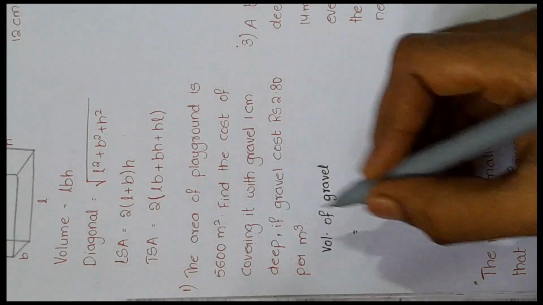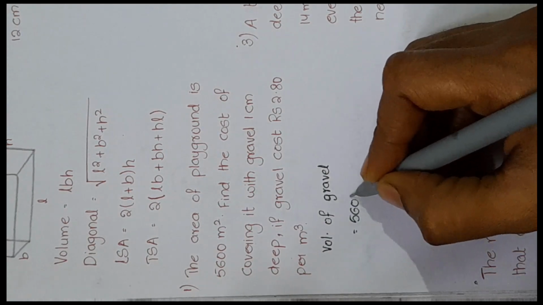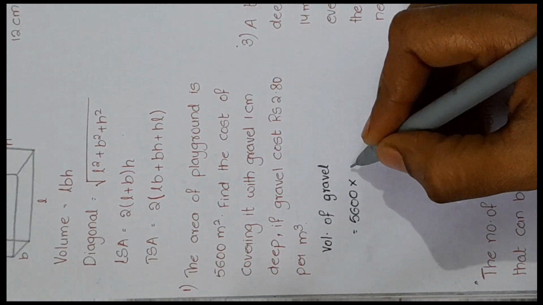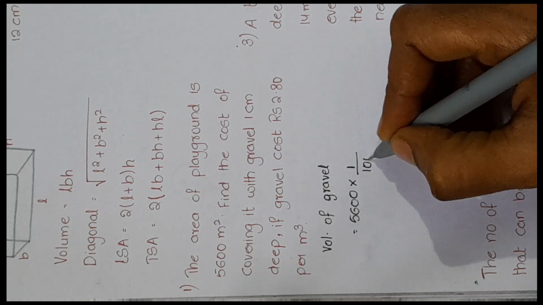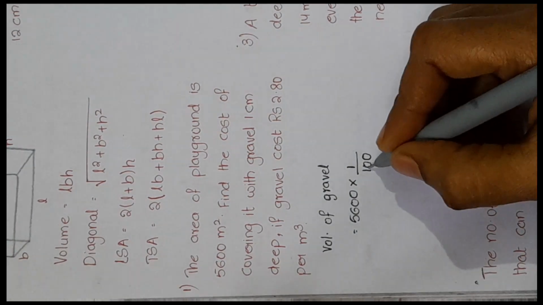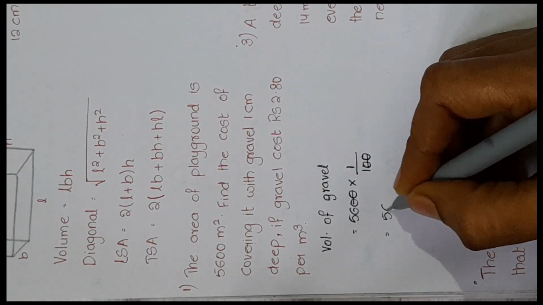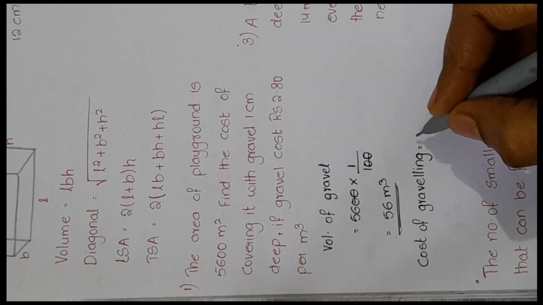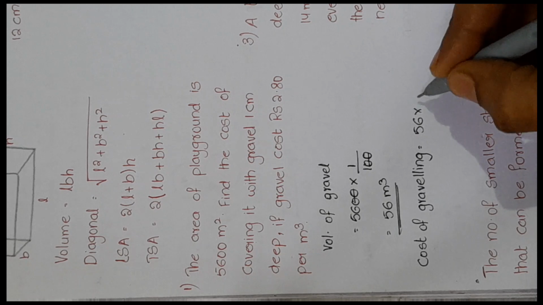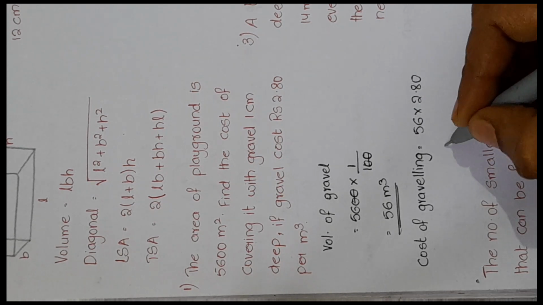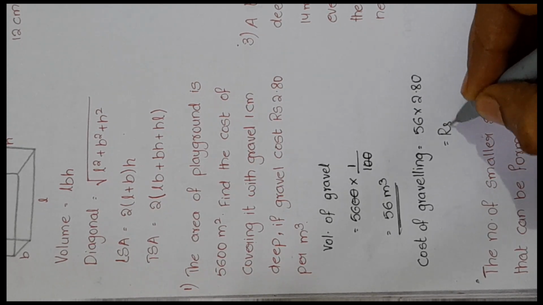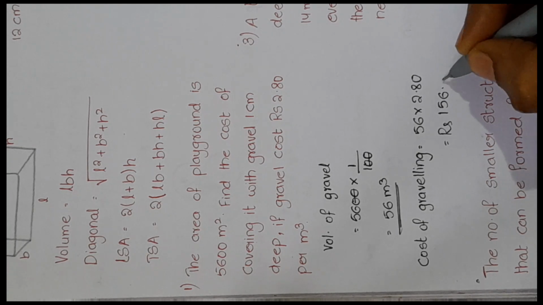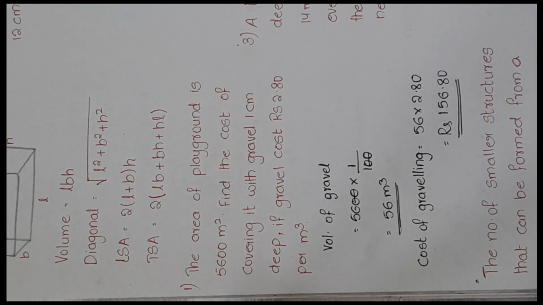Now volume of the gravel required is 5600 into 1 centimeter. 1 centimeter means 1 by 100 meter. Zeros get cancelled, that is 56 meter cube of gravel is required. The cost of graveling is 56 meter cube into 2.80 rupees. On multiplication we get 156.80 rupees is required to gravel the ground.